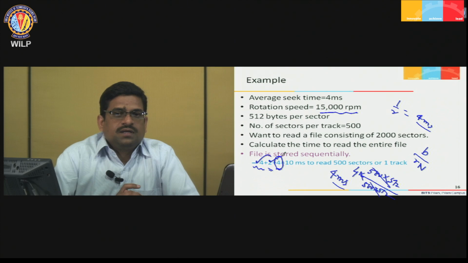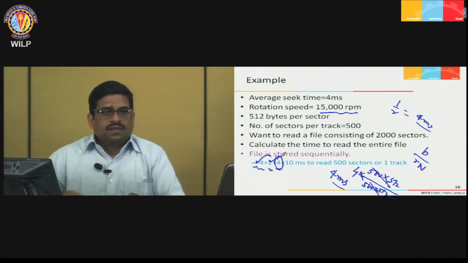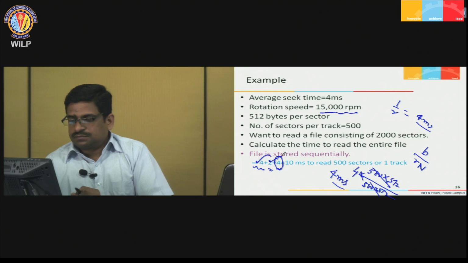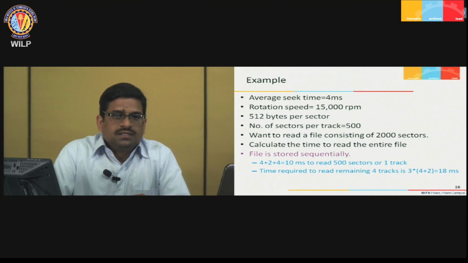Total 2000 sectors, 2000 divided by 500, so it will give me 4 tracks. One track time is 10 millisecond. Now if the information is stored in the consecutive tracks, then seek time will not come in a picture.